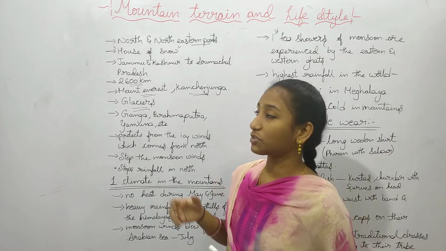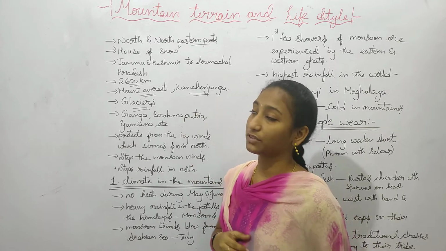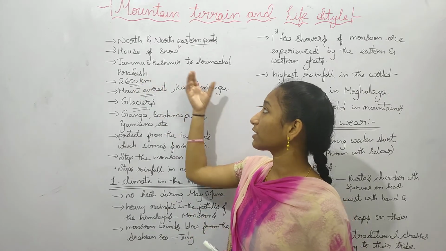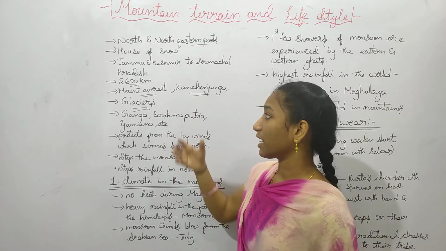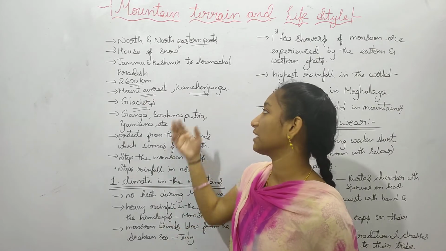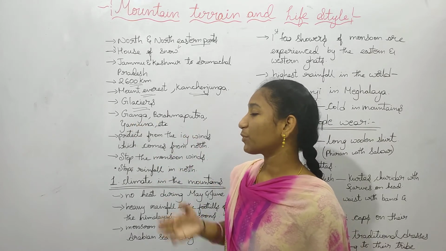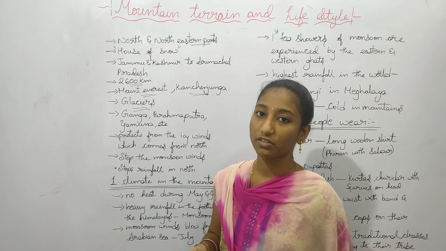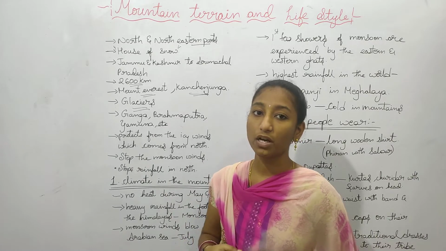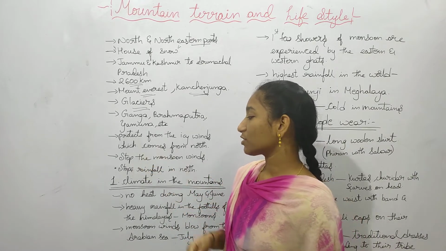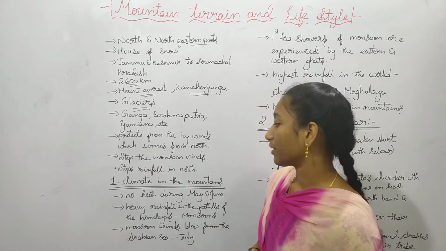The Himalayas are at the north and northeastern parts of India, and are called the house of snow. They stretch from Jammu and Kashmir to Arunachal Pradesh over a distance of 2600 kilometers. The highest peak in the world is Mount Everest, and the highest peak in India is Kanchenjunga or K2 peak. The rivers Ganga, Brahmaputra, Yamuna, etc. originate from the Himalayas. The Himalayas protect us from the icy winds which come from the north, and also stop the monsoon winds and the heavy rainfall in the north.